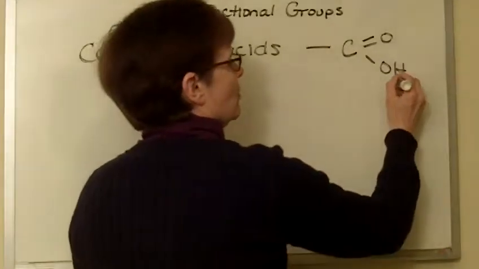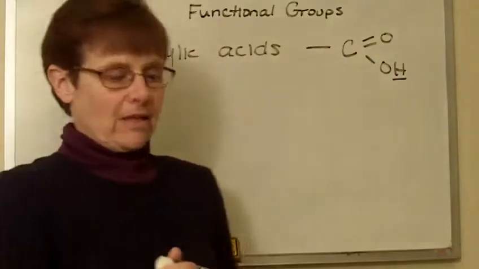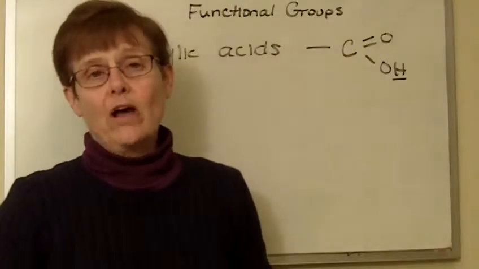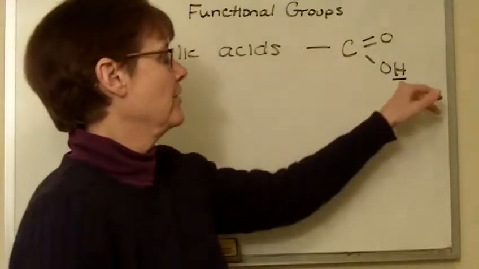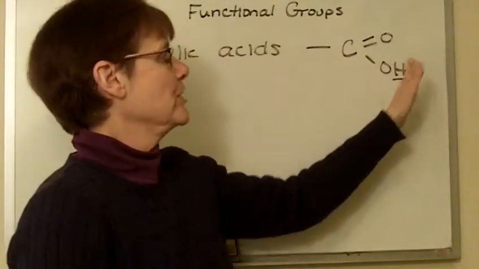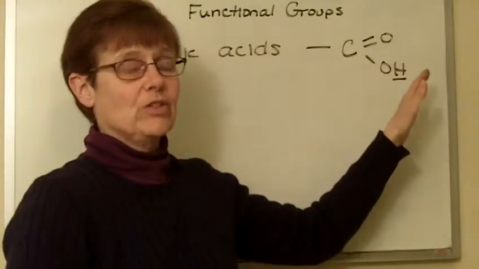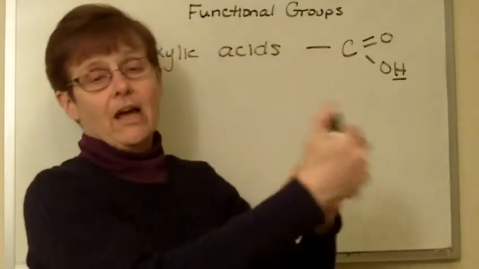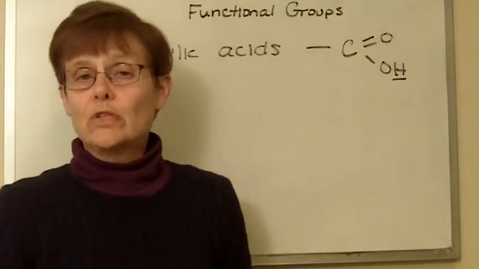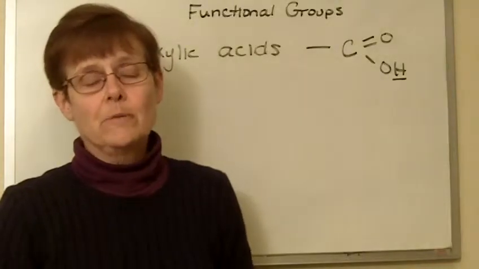And this hydrogen right here is the acidic hydrogen, the one that will come off. And these are all weak acids, meaning that most of the molecules will have the hydrogen attached, and only some of the molecules will have the hydrogen off, and the molecules will be constantly losing and gaining the hydrogen back and forth. Remember those reversible reactions we talked about before.